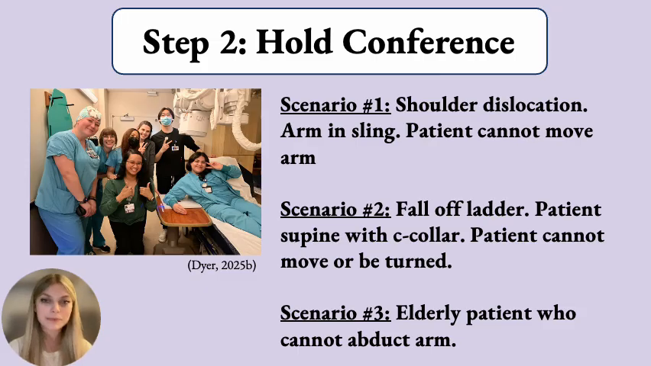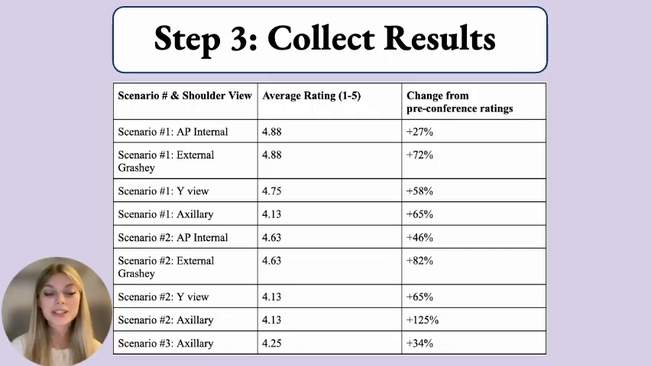And then I had each student pair run through this scenario, and they all rotated, so everyone got a chance to practice. So the third step was to see if these conferences were actually a valuable use of time. So about 1 week after the conference, I emailed out that exact same survey as I did before, and I asked everyone to once again rate their confidence in obtaining trauma shoulder x-rays. So the table that you're currently looking at displays the average confidence rating on a scale of 1 to 5, and then it shows on the far right column if there is an increase or decrease from the pre-conference results.